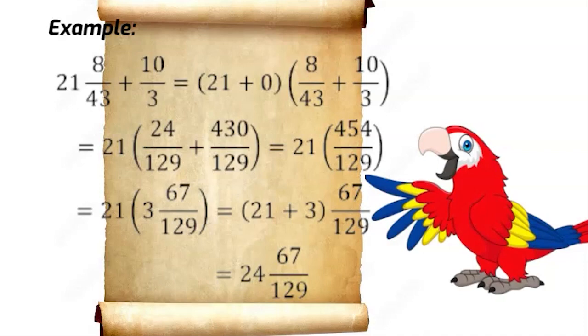As you see, the fractional part is an improper fraction, so, we need to convert it. To do that, we need to divide 454 by 129. The quotient, 3, gives us the whole part and the remainder, 67, gives us our new numerator. As always, the denominator stays the same. We add the whole parts, 21 plus 3 is 24. So, the resulting fraction is 24 and 67 over 129.